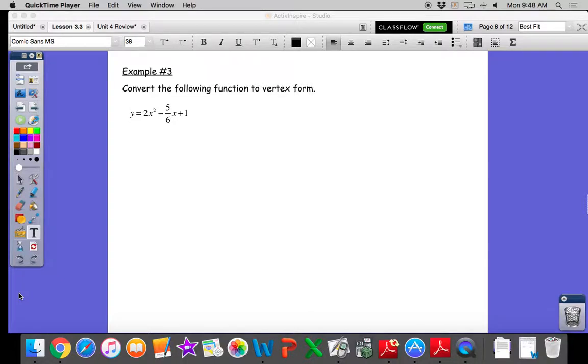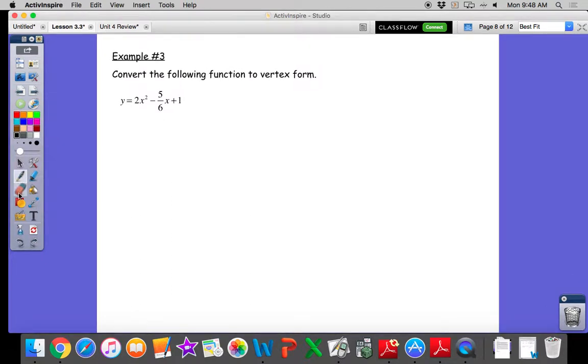So we're going to convert the following function to vertex form. This is example number 3 in lesson 3.3. We're going to start by putting brackets around your ax squared plus bx terms. So that's step 1.